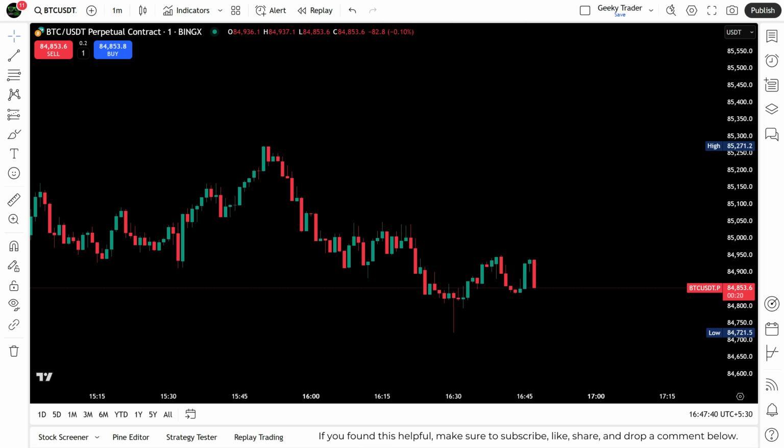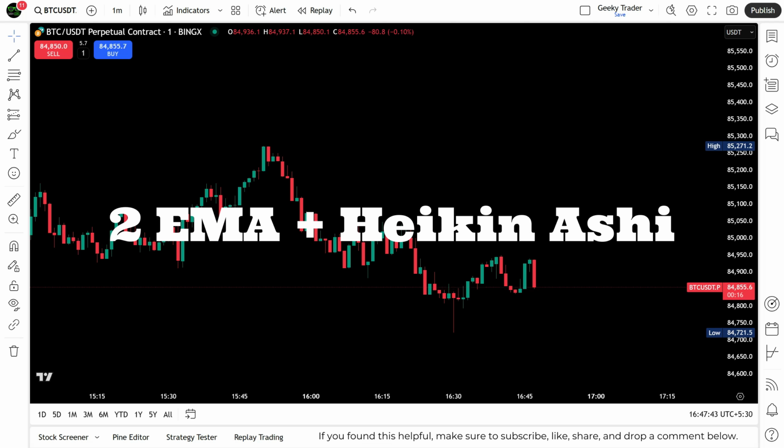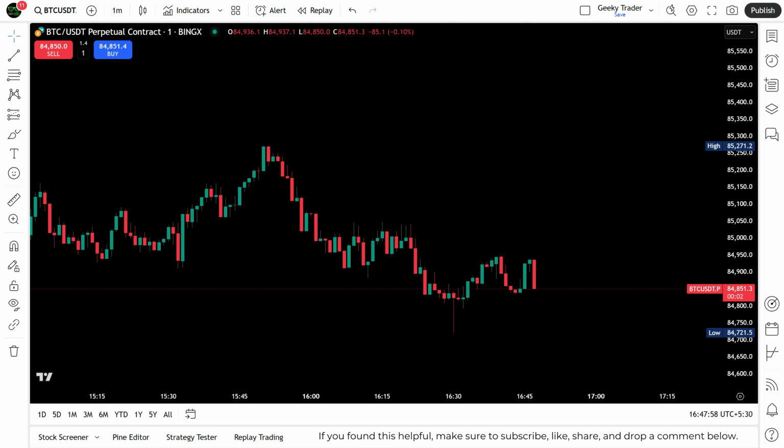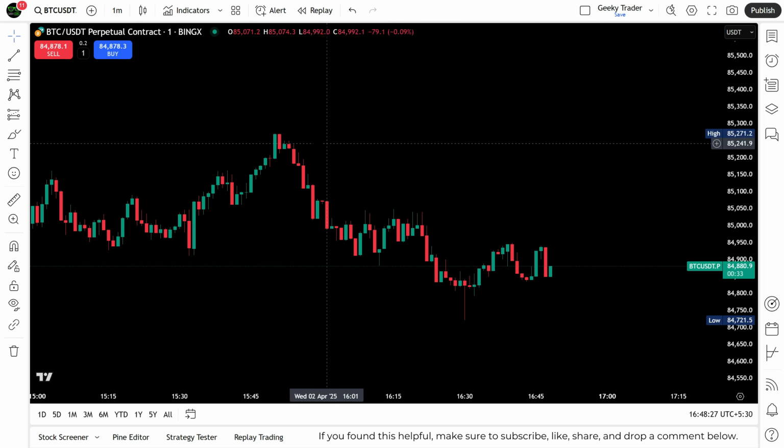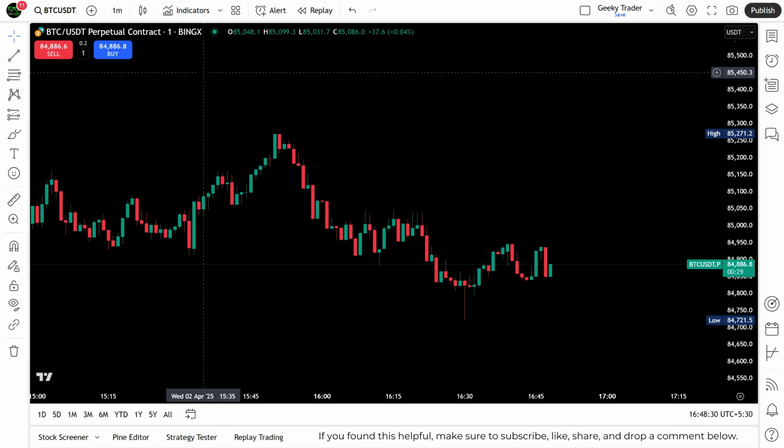In this session, I'll be using two powerful tools, the EMA (Exponential Moving Average) and Heikin Ashi candles, to identify high-probability trade setups. The EMA helps us track market trends with precision, smoothing out price fluctuations to reveal the true momentum. Meanwhile, the Heikin Ashi indicator provides a clearer view of price direction by filtering out noise and highlighting strong trends. When combined, these two indicators create a robust strategy for spotting profitable trades with confidence.